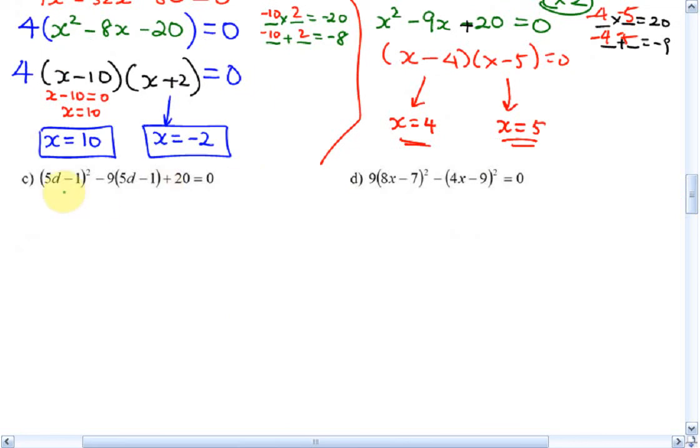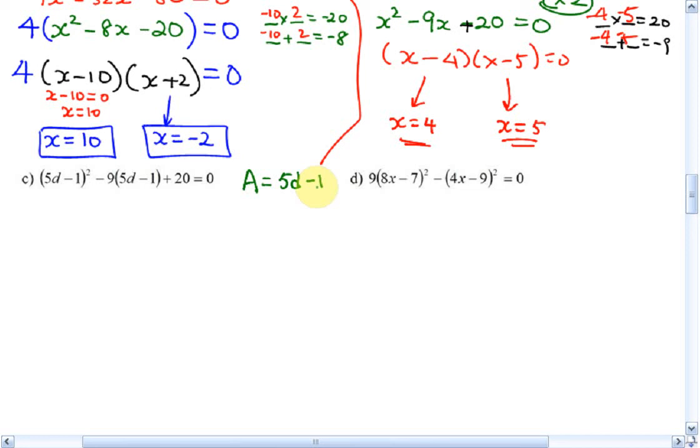So, let's make it not scary. Let me ask you to make a substitution. Let's call the bracket something else that's not so scary. What variable is not so scary for you guys? Fine. I'll just call it A. I would think the letter A is not scary because you want a letter grade of A, right? Anyways, make this substitution. Make A equal to 5d minus 1.